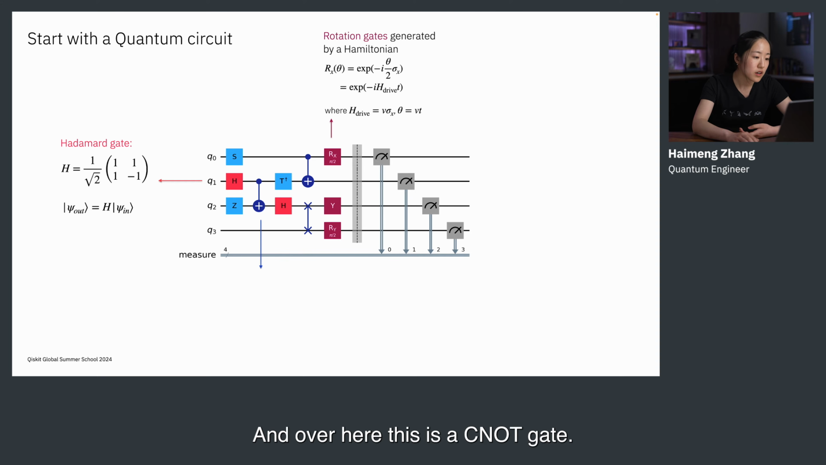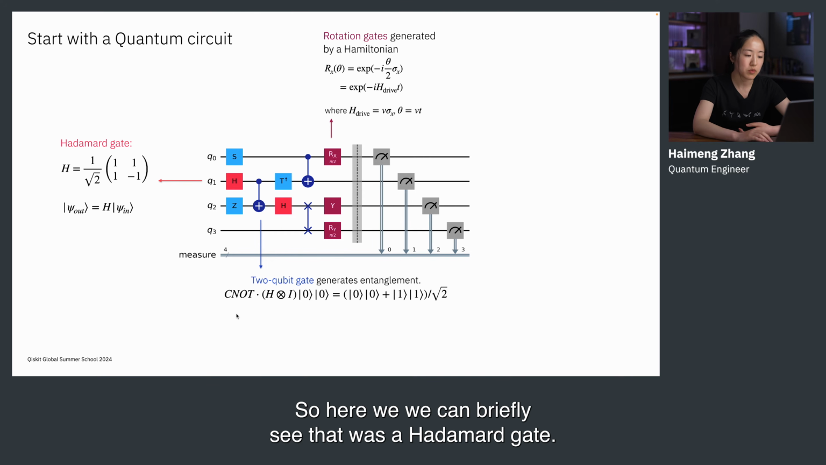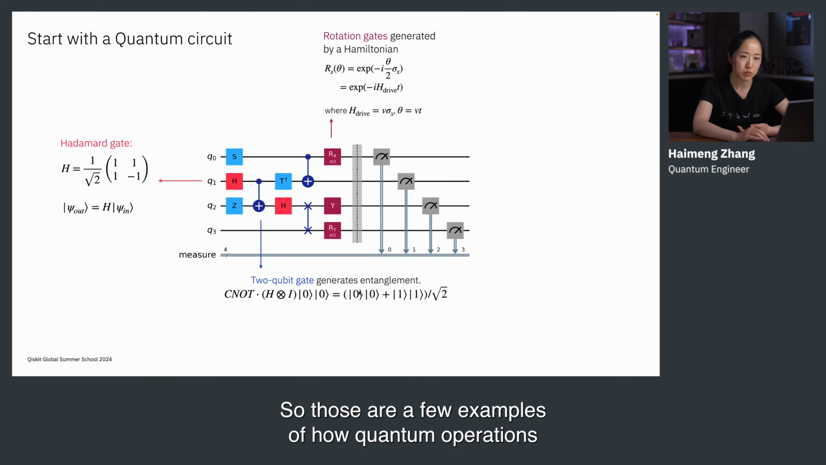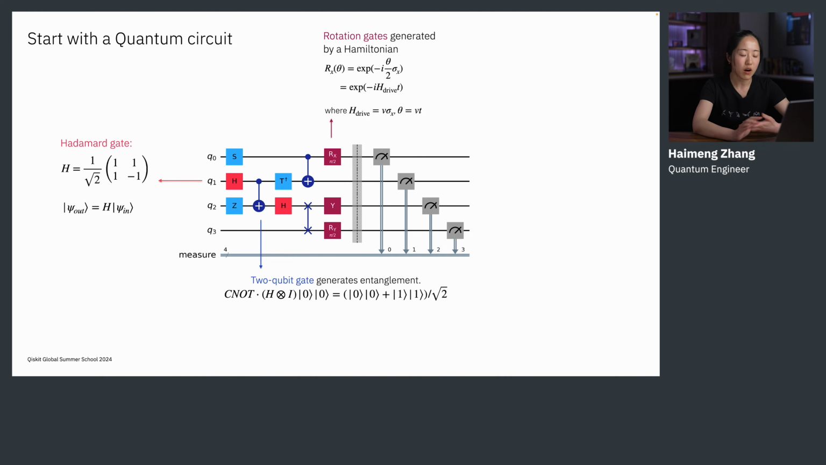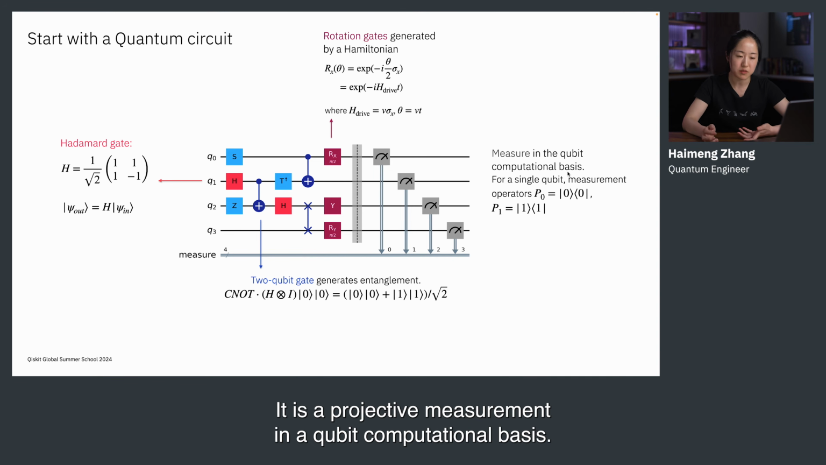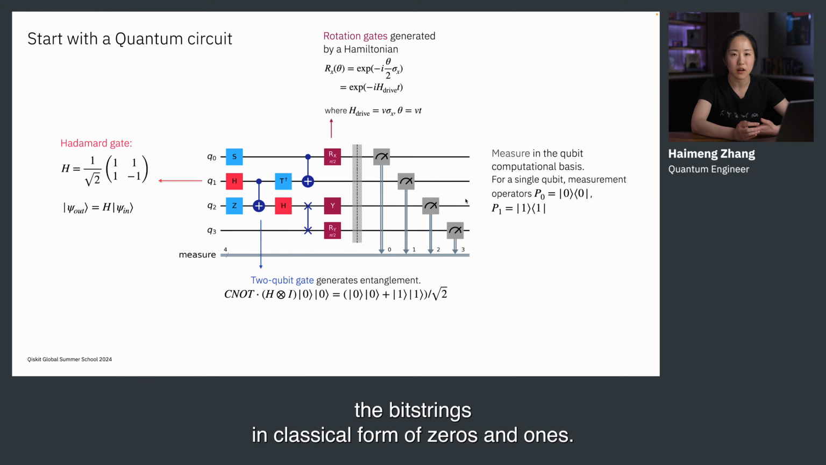And over here, this is a CNOT gate. Those are the gates we use to generate 2-qubit entanglement. Here we can briefly see that with a Hadamard gate and a CNOT gate, we can put 2 qubits from the ground state to a maximally entangled state. Those are a few examples of what quantum operations are going to do. At the end of the circuit, the measurement operator, what do we mean by that? It is a projective measurement in the qubit computational basis. At the end of the measurement, we will get bit strings in classical form of 0s and 1s.